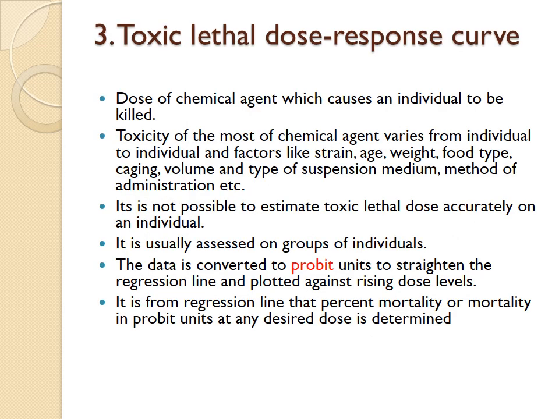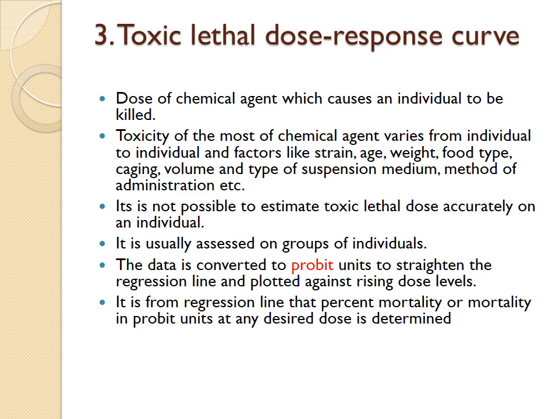The third one is the toxic lethal dose response curve: the dose of chemical agent which causes an individual to be killed. Here the death will occur probably. Toxicity of most chemical agents varies from individual to individual, and factors like strain, age, weight, food type, caging, volume, type of suspension medium, and method of administration all affect the toxicity of a substance to the individual. It is not possible to estimate toxic lethal dose accurately on an individual. It is usually assessed on groups of individuals. We will never carry out an experiment on a single individual.